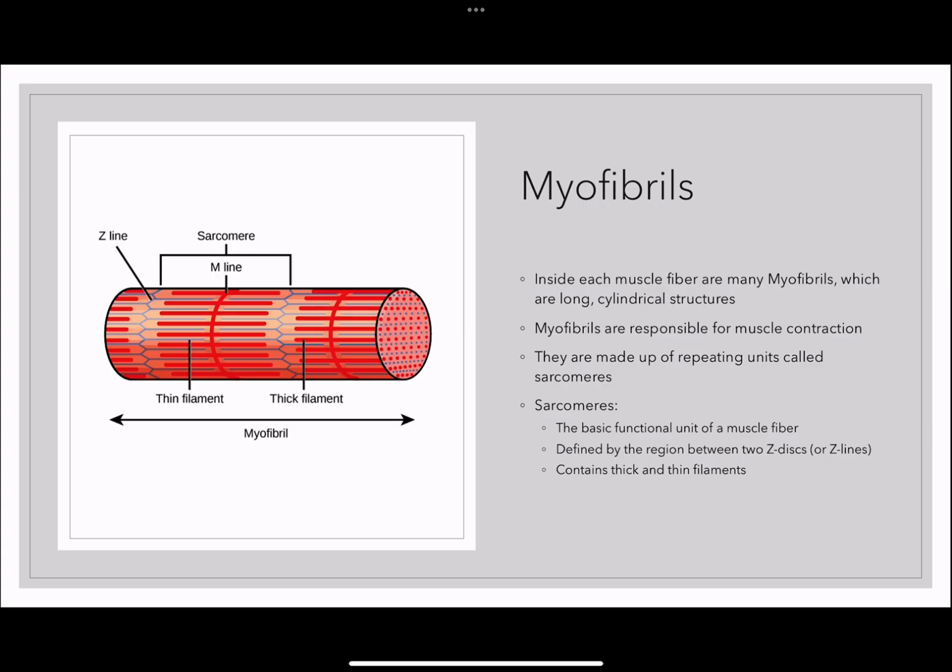Okay, so myofibrils, these are found inside each muscle fiber, and they are long cylindrical structures as well. They are responsible for muscle contraction and are made up of repeating units called sarcomeres. These sarcomeres are the basic functional unit of the muscle fiber, and they are defined by the region between two Z discs or Z lines, and they contain thick and thin filaments.